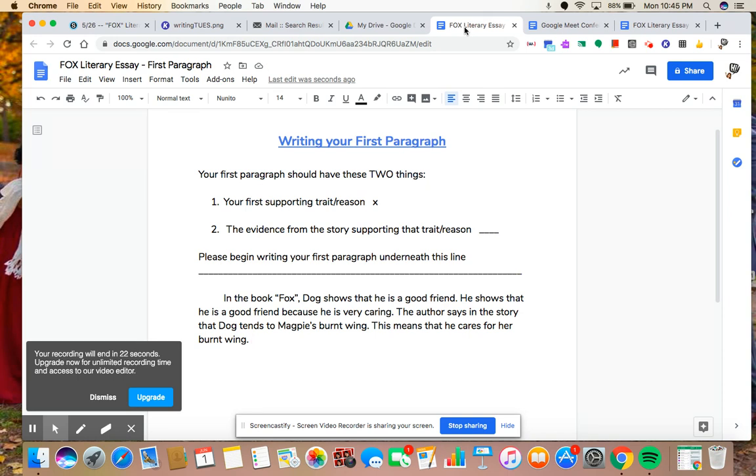And then if I want to add a little more, I can talk a little bit about how dog, even though Fox shows up and he's kind of weird, says, oh, it's okay, let him be. So you can add more. Don't be afraid to add more. But as long as you have these two things, your first supporting trait and reason and the evidence from your story, you should be okay.